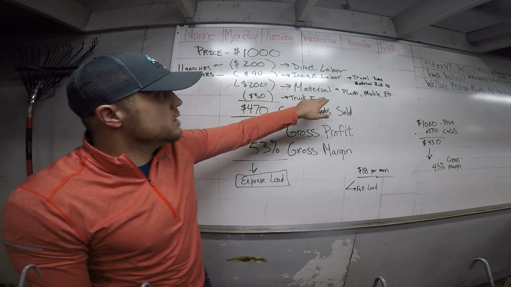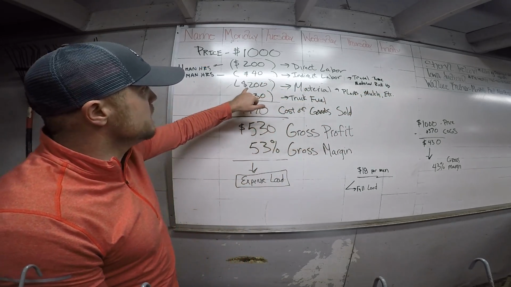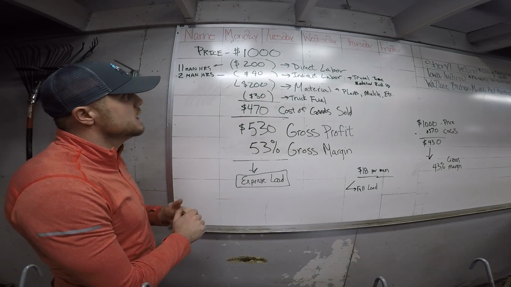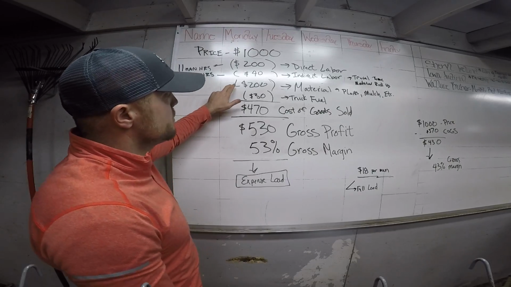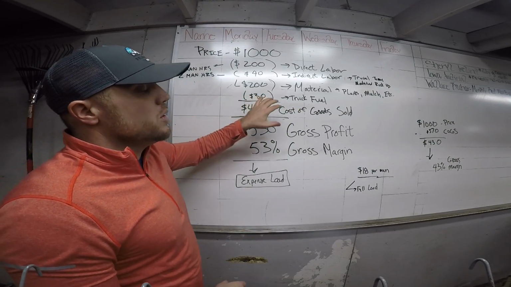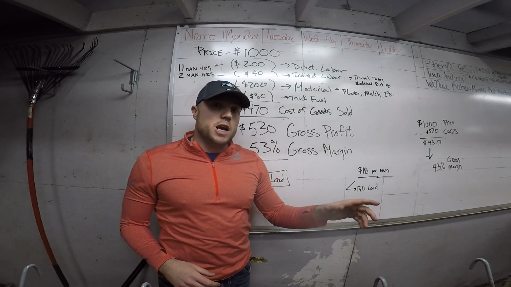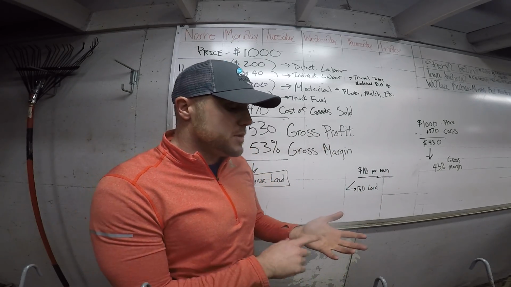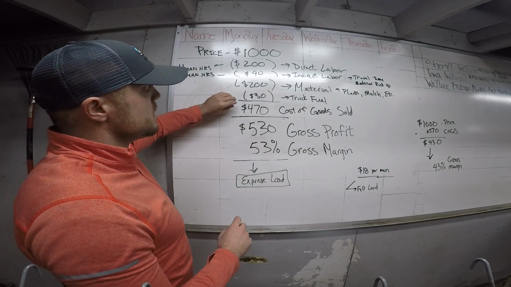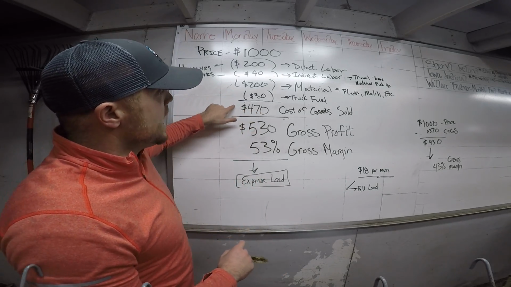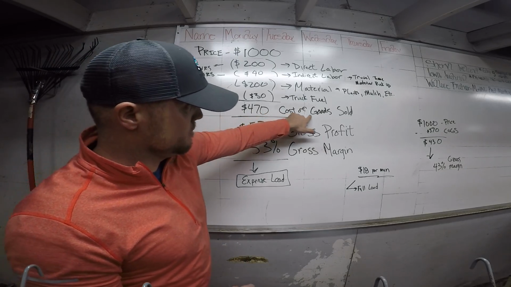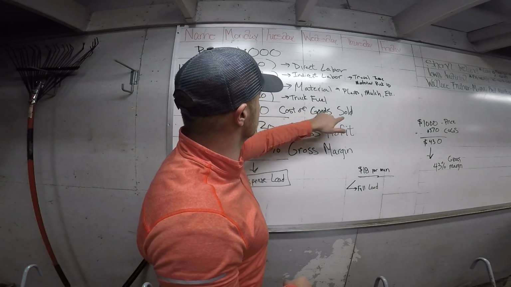Material. What's material? Plants, mulch, etc. In this example, $200. A little bit of mulch, a few plants. That's what we're using for this. Now you've got truck fuel. You also have equipment fuel. Fuel that it takes to get to and from the job, and then any fuel that's used on the job: sod cutters, skid loaders, etc. So in this example, your cost to produce this work is $470. That's your cost of goods sold.